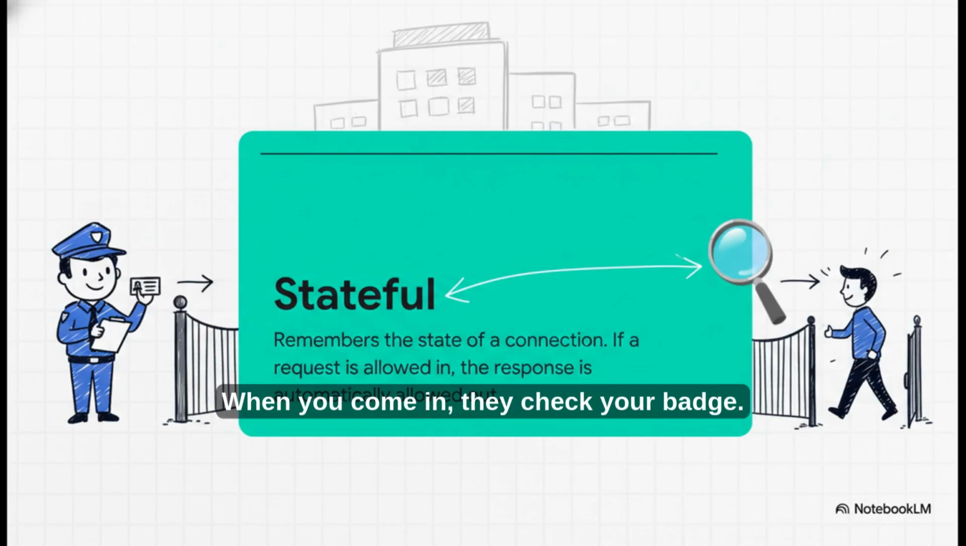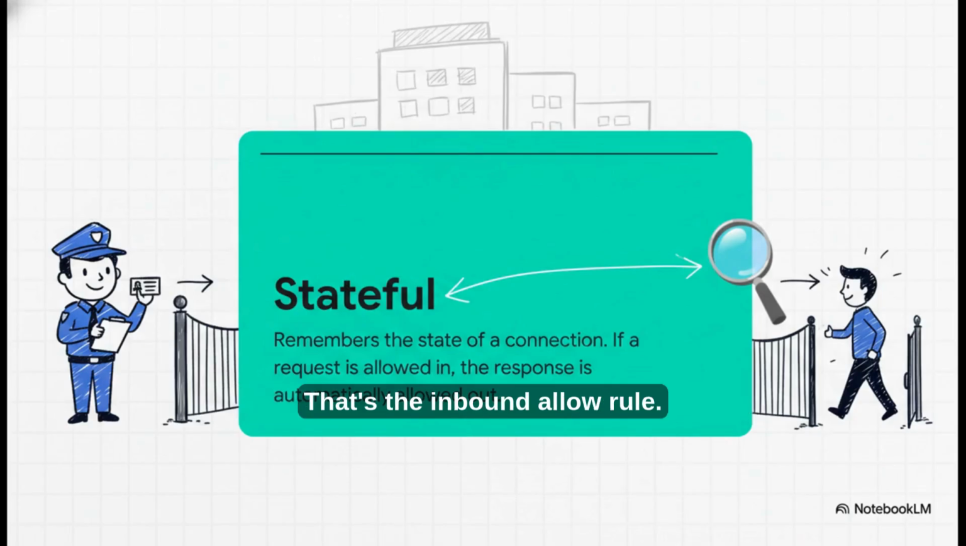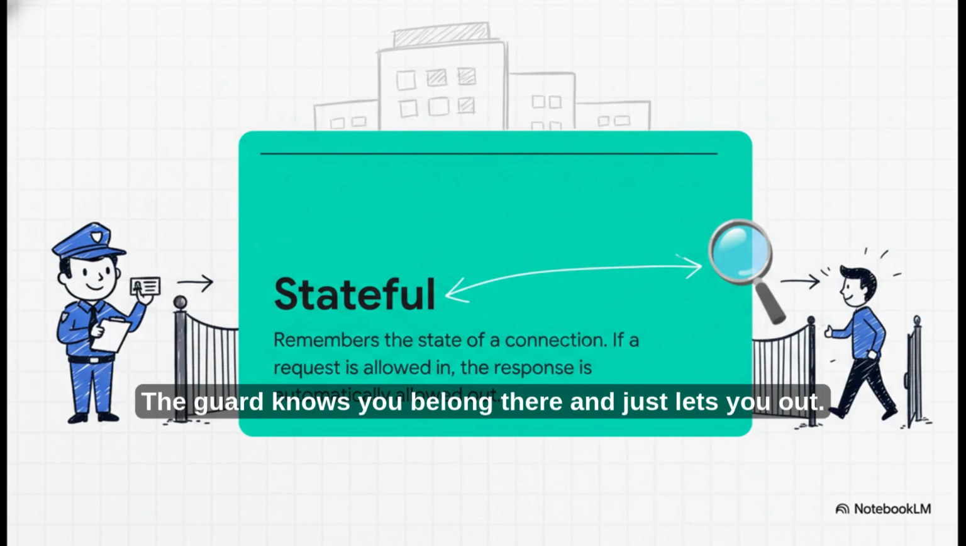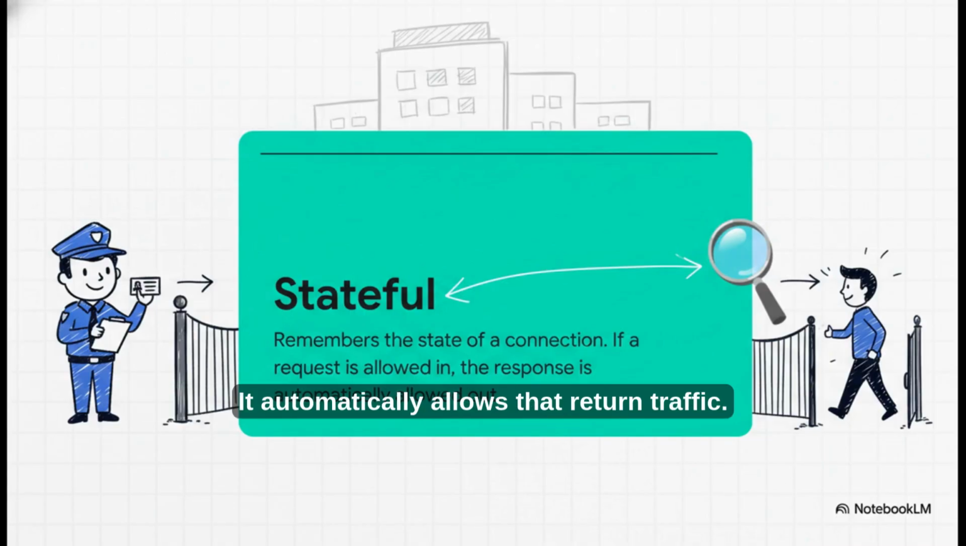When you come in, they check your badge. That's the inbound allow rule. Once you're in, the guard remembers you. So when you leave later, you don't have to show your badge again. The guard knows you belong there and just lets you out. It automatically allows that return traffic.